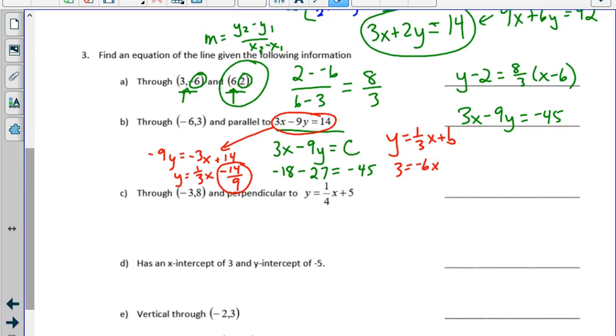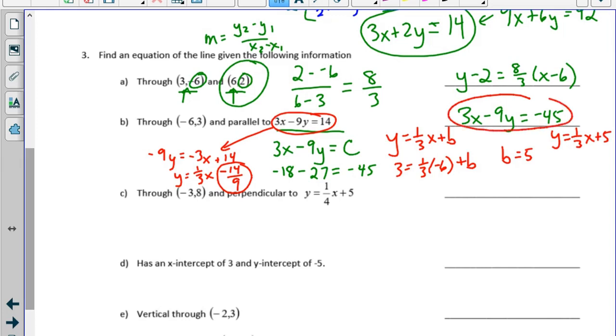these values and figure out what the y-intercept is going to be. So I substitute in -6 and 3, and I end up with 3 equals -2 plus b, so b equals 5. So I could also write this as y equals 1/3 x plus 5, which if I solved this, I would end up getting that exact same thing.